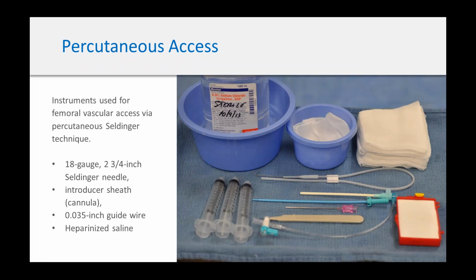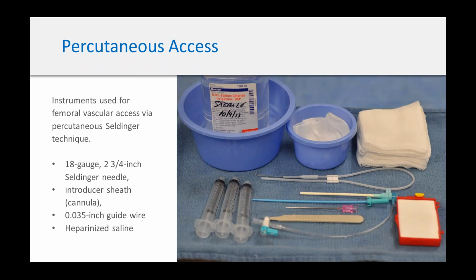This is a typical kit for percutaneous access. We use the modified Seldinger technique. Start with an 18 gauge needle here. You have the J wire and the sheath that go through. An 11 blade is good to poke the skin a little bit.